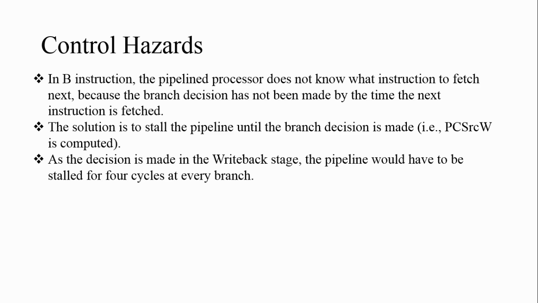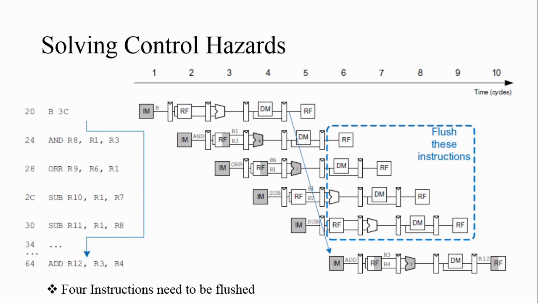In this lecture, we are going to deal with control hazards. A control hazard will occur when executing a branch instruction and the pipeline processor does not know where to branch. You have a branch instruction that doesn't know where to go, because that will be calculated only after executing four stages.